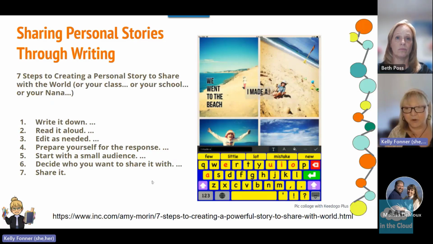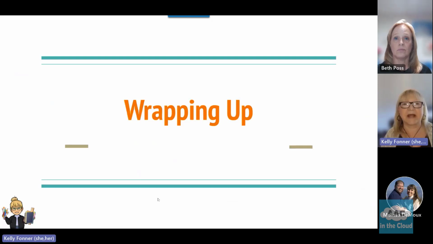And a nice example from a PicCollage example there on the right from AssistiveWare, with somebody using the keyboard from Kidogo that one of my students uses, with the color coding and word prediction built into it. But it really is about sharing.